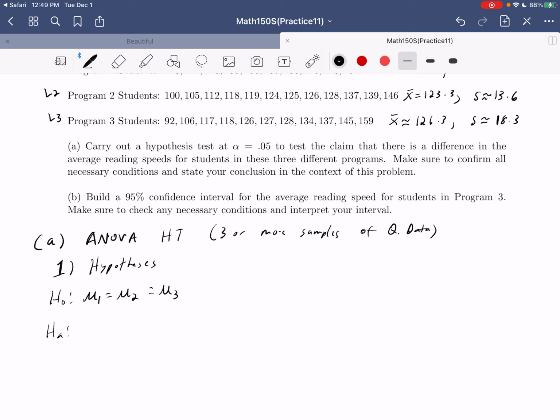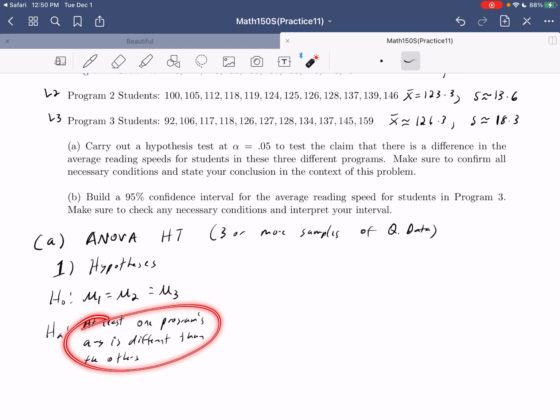What's the alternate? Well, we're saying at least one program's average is different than the others. Now, we always go ahead and write out that alternate in words, and also keep in mind that this can mean a lot of different things. This could mean that program 1 is different than program 2, which is also different than program 3. Or it could mean that maybe program 1 and 2 have the same average, but program 3 is different. Or maybe programs 1 and 3 are the same, and program 2 is different. This is just saying there's at least one program's average, maybe more, that is different. Or maybe they're all different, but the alternate takes into account all those possibilities. That's what makes this a global hypothesis test.